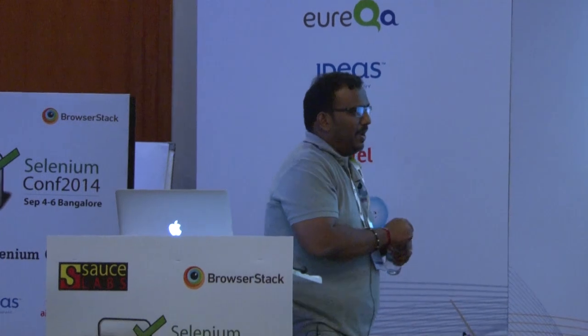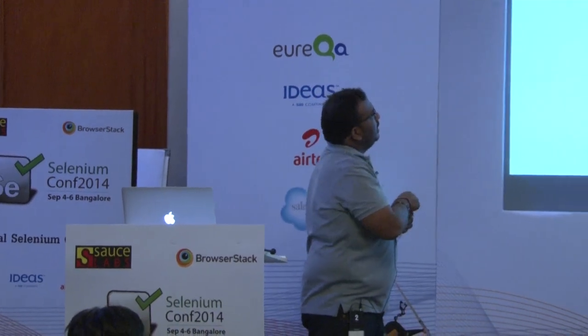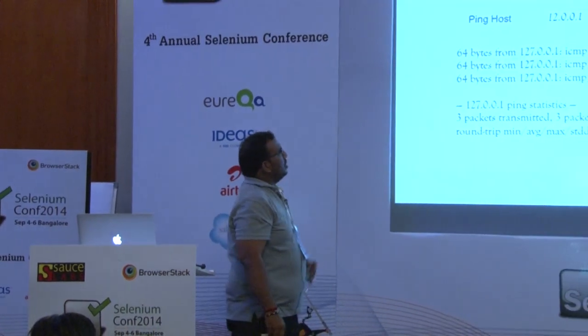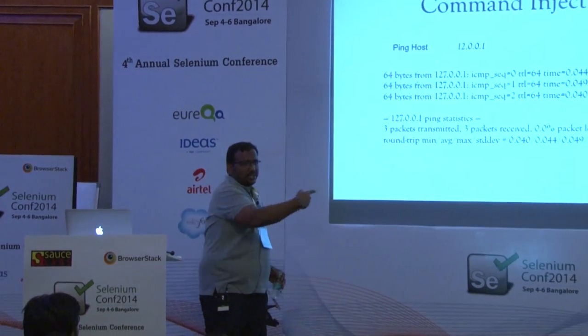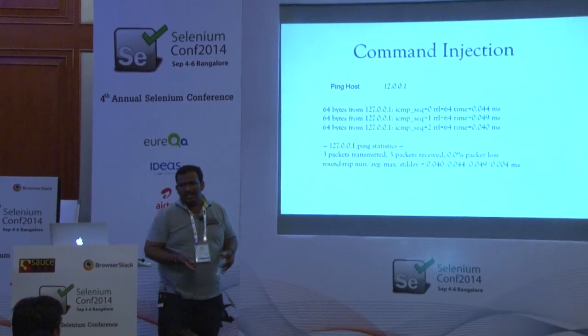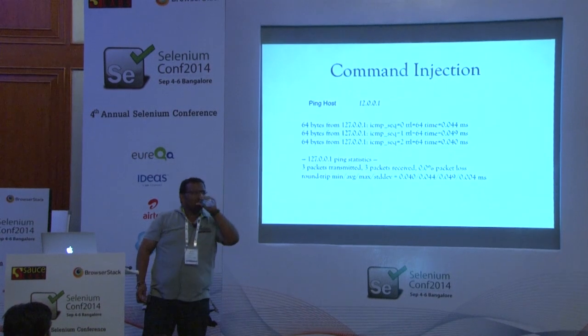So let's say there is a ping. You can ping some URLs and it'll give you the response of how this information is displayed back. So in this case, if you look at it, there is 127.0.0.1 and it is telling that this is the ping response, right? This is obvious there. How do you hack this?